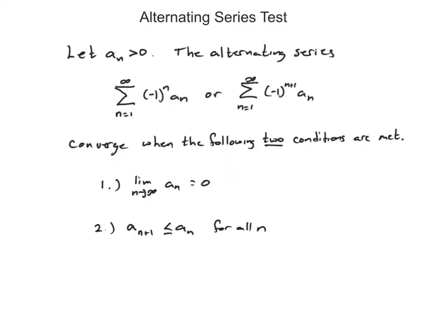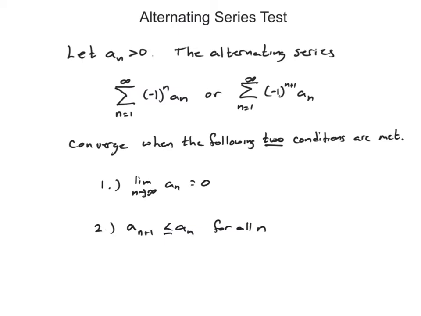So when we look at the alternating series test for convergence, we're going to let a sub n be positive. The alternating series is negative 1 to the n or negative 1 to the n plus 1, both times a sub n. So these are alternating series. When a sub n is positive, this is going to converge when the following two conditions are met. Number one, the limit as n approaches infinity of a sub n has to go to 0. And number two, a sub n plus 1 is less than a sub n for all n.